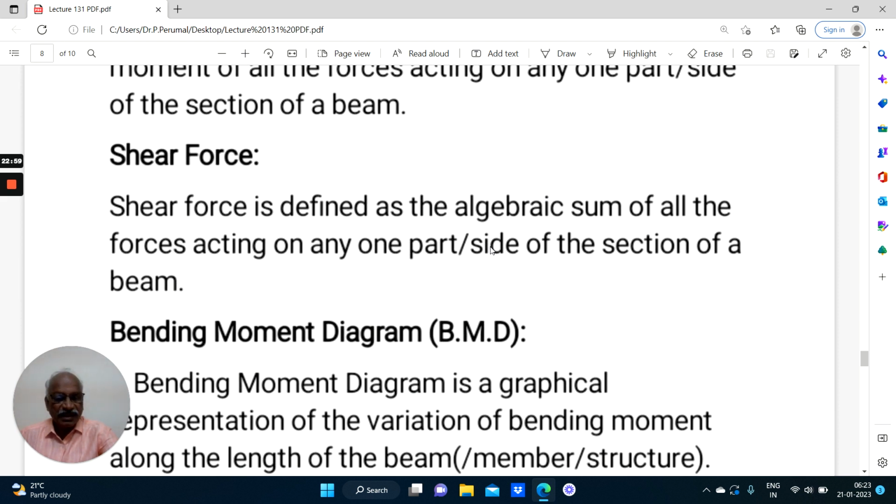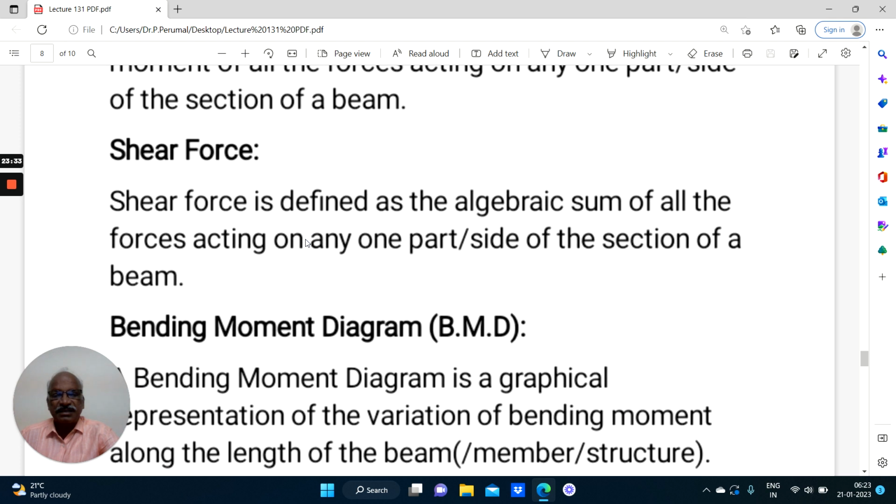Here again, if you add all the forces in a beam, considering the right support, left support, all the loads, meaning the reactions at the left support and at the right support, if everything is considered, we know sigma V equal to 0. The algebraic sum of all the forces in the vertical direction is equal to 0 for satisfying the equilibrium. Therefore, for finding out the shear force at any one section, we have to consider all the forces to the left of the section or to the right of the section only. Right.